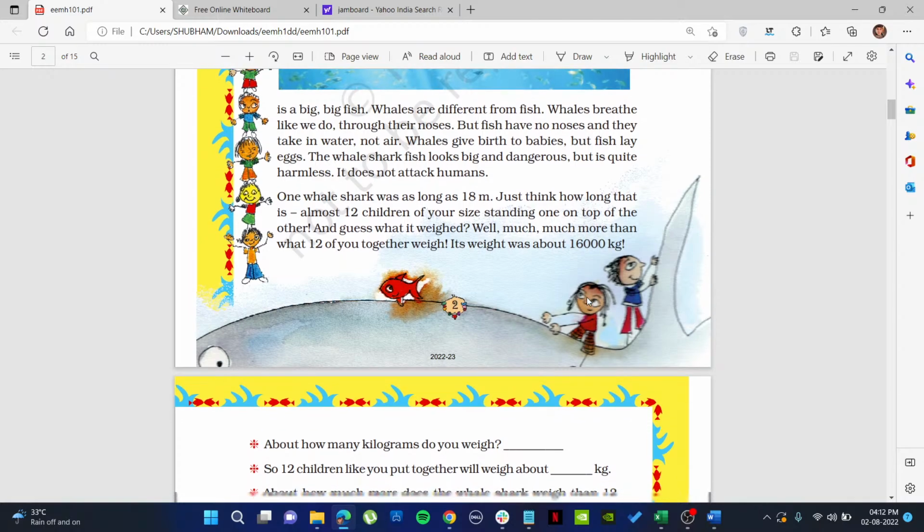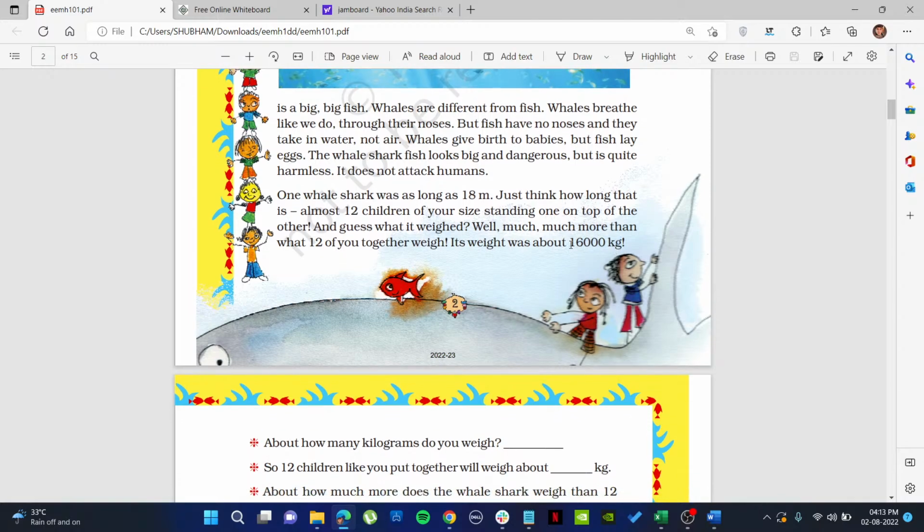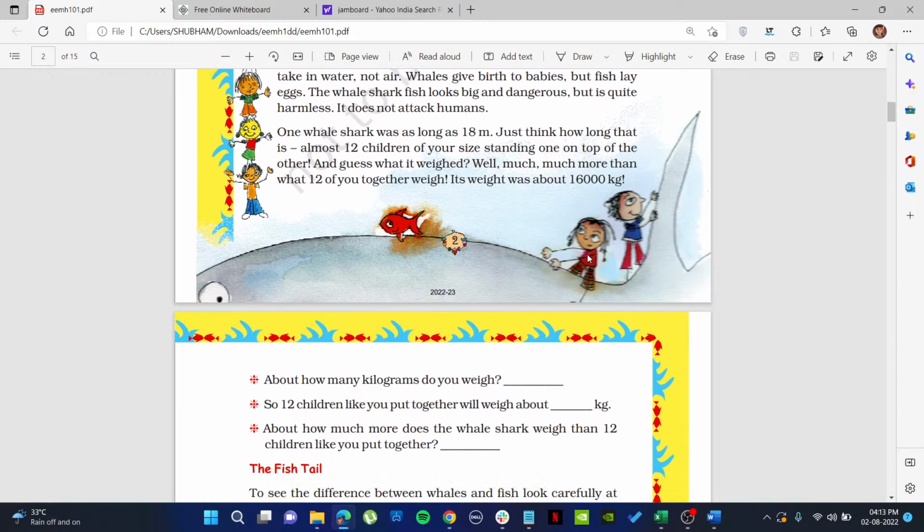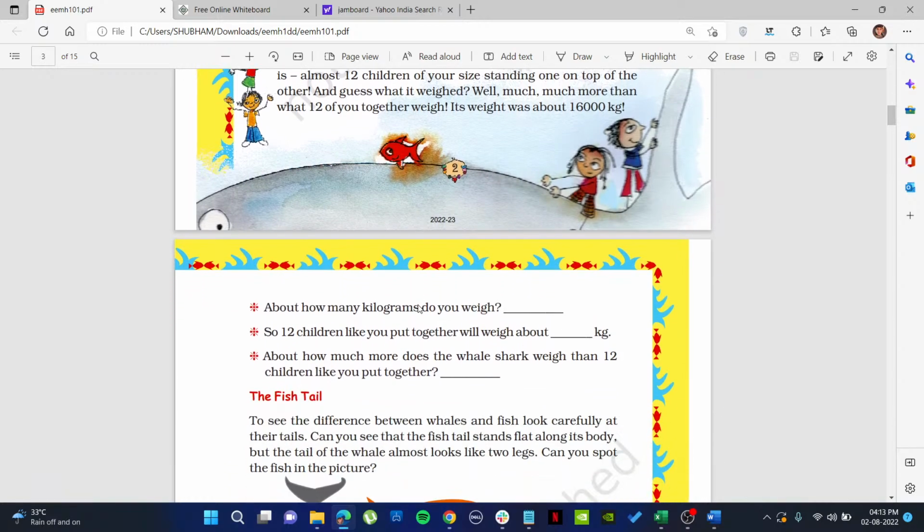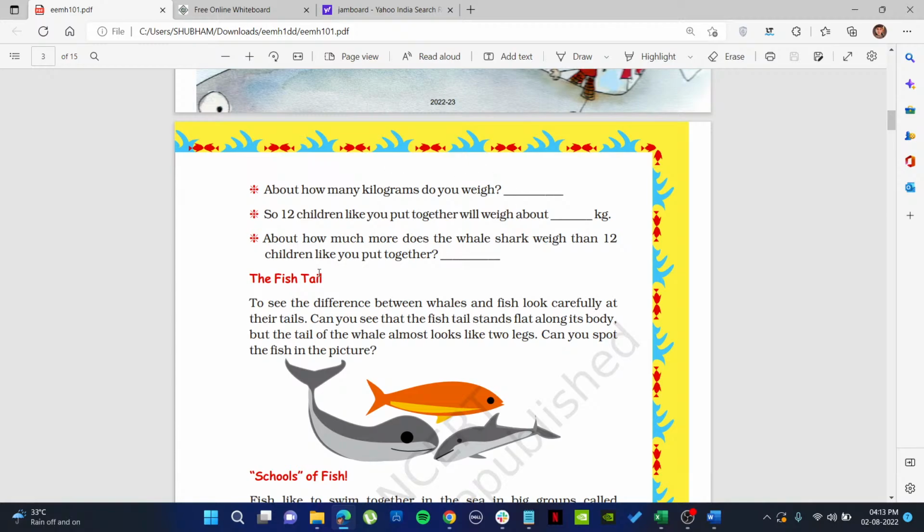And when we say thousand, it means that there are three zeros in it. Okay, here 16,000 is the number and kilogram is representing its unit. Okay, so we should remember that in thousand there are three zeros. Okay, so now let's try another question.